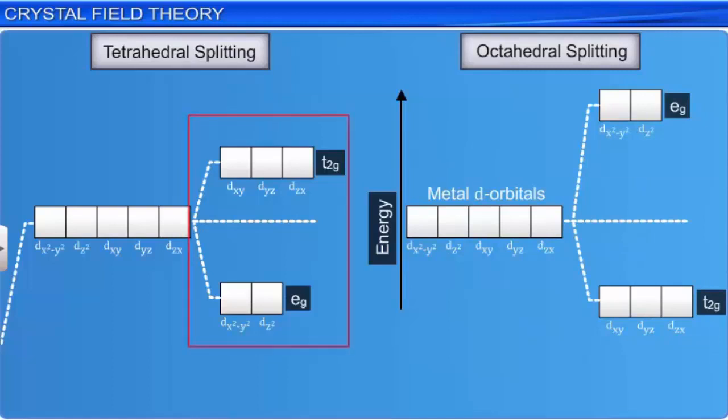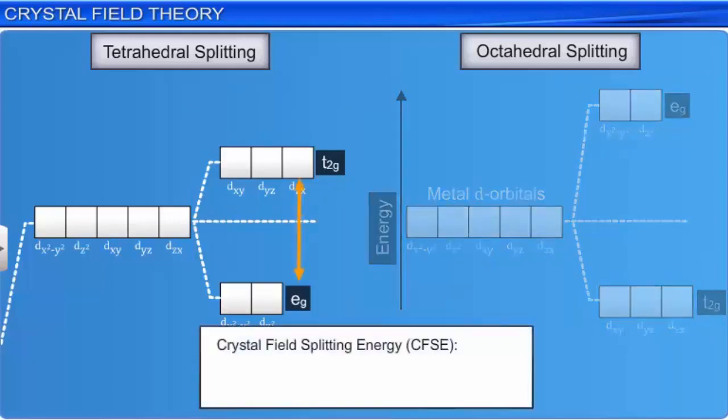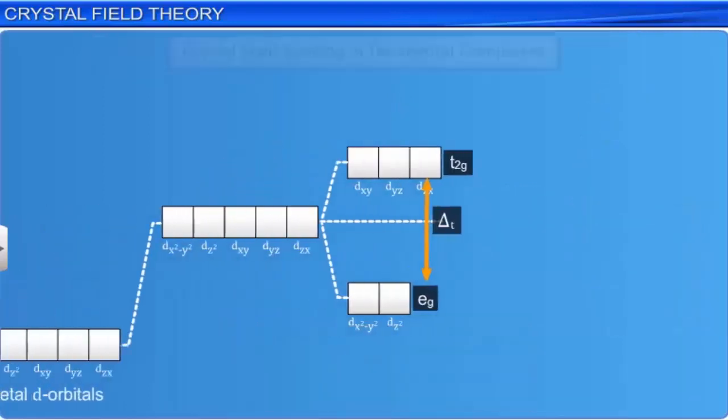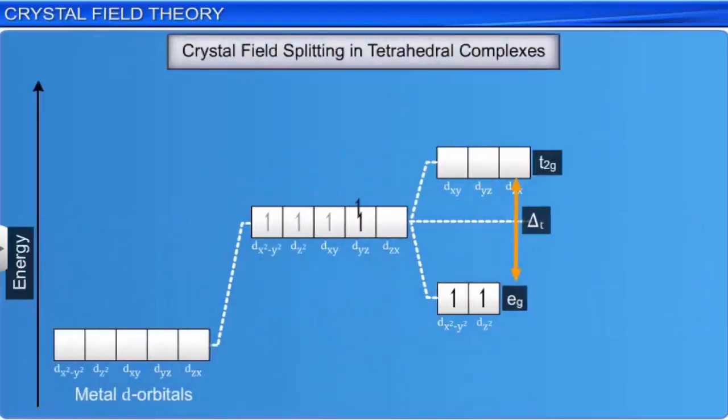The crystal field splitting in tetrahedral complexes, which is denoted by delta T, is smaller than that of octahedral complexes. The difference in energy can be represented by delta T equals 4/9 times the octahedral splitting. This splitting energy is not large enough to force the electrons to get paired up. Thus, low-spin configurations are rarely observed.